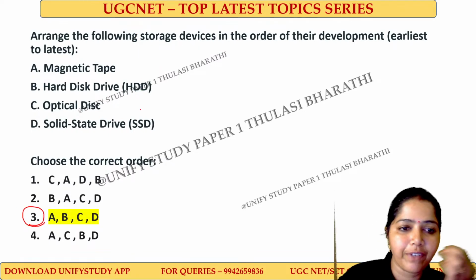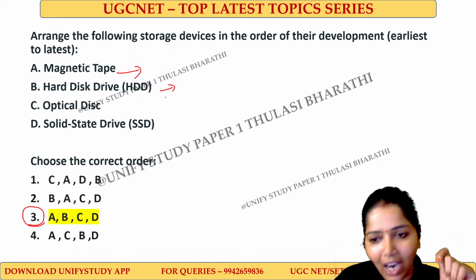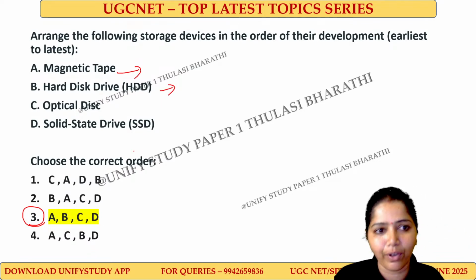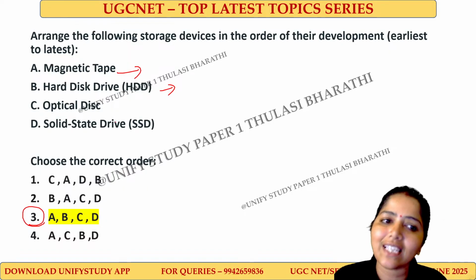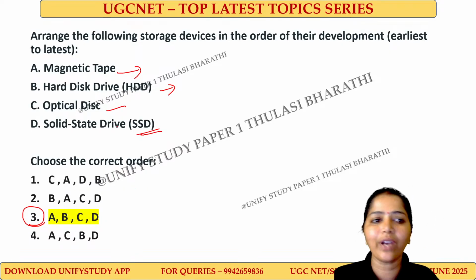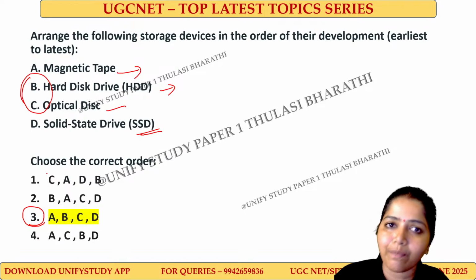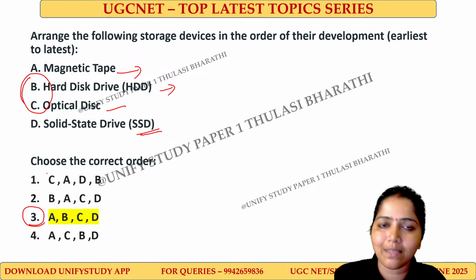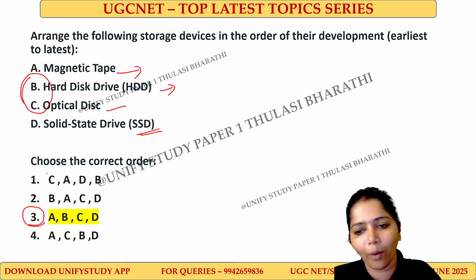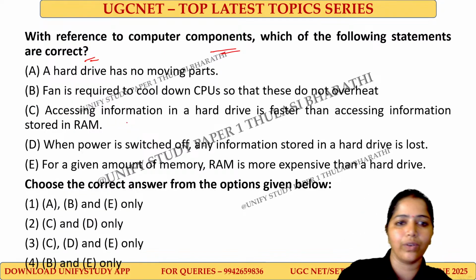See, what has first evolved is said to be the magnetic tape. Next we have the hard disk. Hard disk is a must for a device, right? Then only we had the CD and all. And next we had the solid state drive. Please do very carefully. Hard disk drive is most important for a machine, right? Magnetic tape, hard disk, then optical disk, and then comes the solid state drive. Yes, very good. Next question.